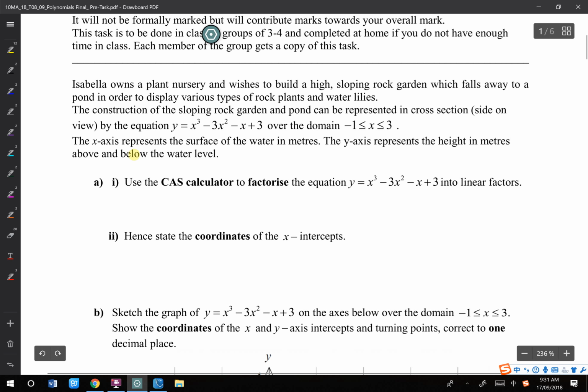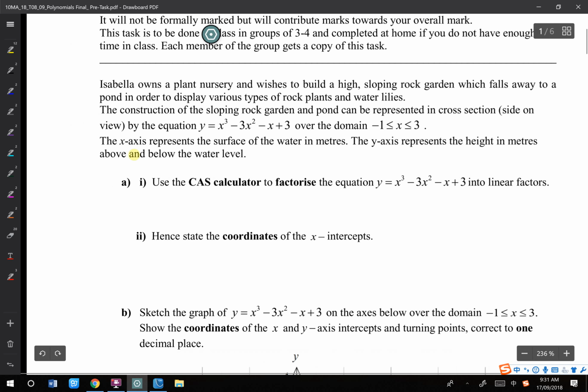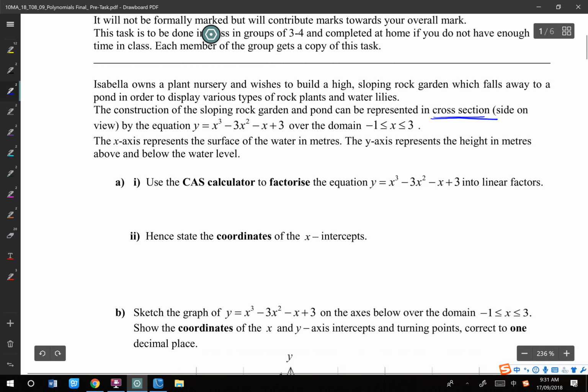The owner of a plant nursery wishes to build a high-sloping rock garden which falls away to the pot in order to display various types of rock plants and water lilies. The cross-section of the sloping rock garden can be modeled by this equation: y equals x cubed minus 3x squared minus x plus 3. That's what the cross section looks like.